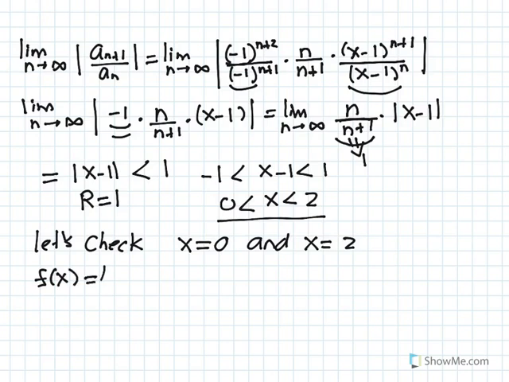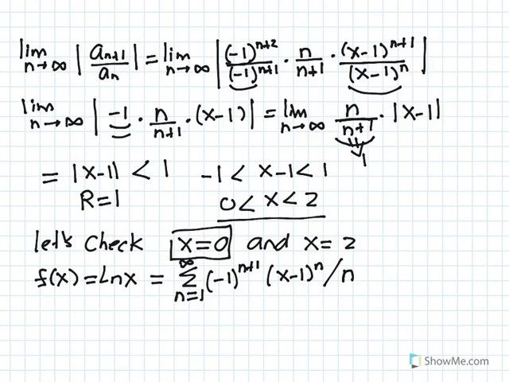So f of x is equal to log x is equal to summation n equals 1 to infinity. This is the Taylor series of log x evaluated with the center x equals 1: negative 1 to the power of n plus 1 times x minus 1 to the power of n, divided by n. We're going to plug x equals 0 in for x. So what do we get? We get summation n equals 1 to infinity of negative 1 to the power of n plus 1. Plug 0 in, we get 0 minus 1 to the power of n. We get negative 1 to the power of n divided by n.